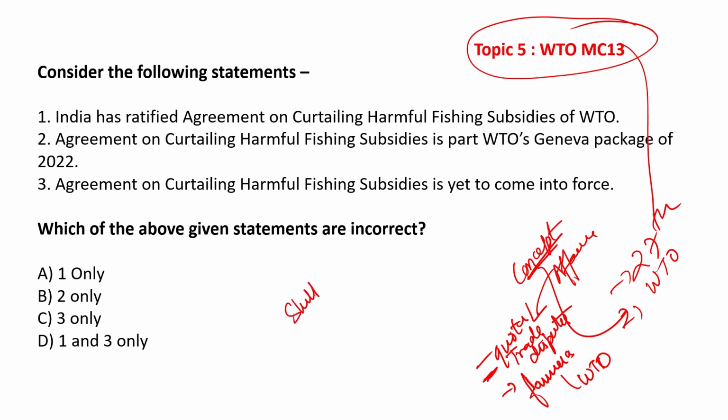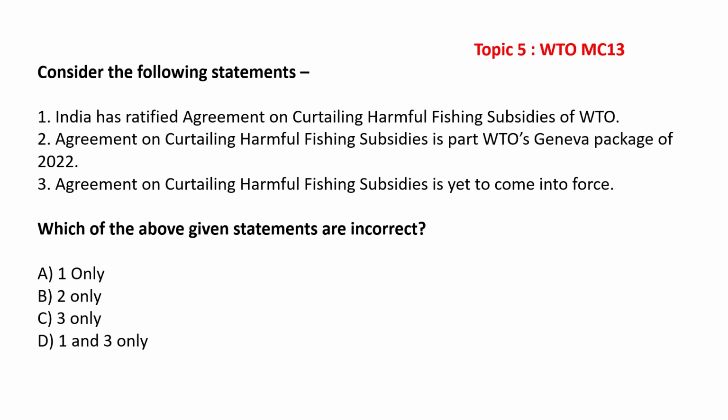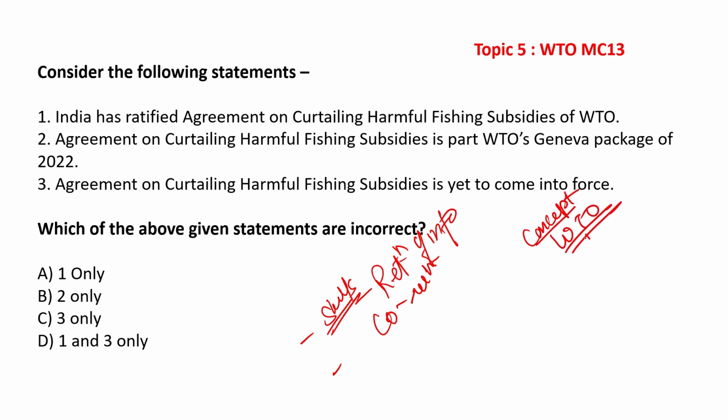Now, the skill set and the approach which is needed is first retention of information, and the next is the correlation. With regards to concept, like I said, the WTO, we need to remember the aspects, for example, quota, trade disputes, agreements, etc. So let us read these statements.